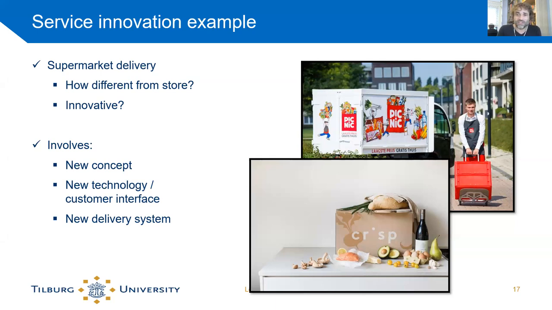But for example, for an organization like Crisp, don't know if you know Crisp, but Crisp is like Picnic, but then focused on biological local products. For them, it's their business model. So it's delivery with specific local biological products. You know, about service innovation, a new way of delivering goods to you, a new way of cutting your hair, new types of financial products, and a new way of banking are all examples of service innovation.